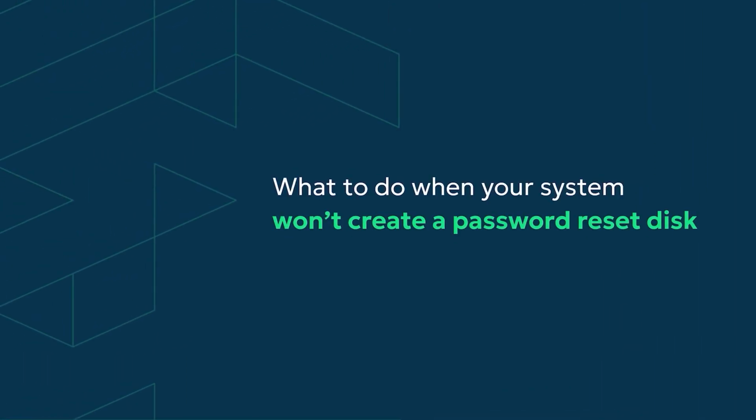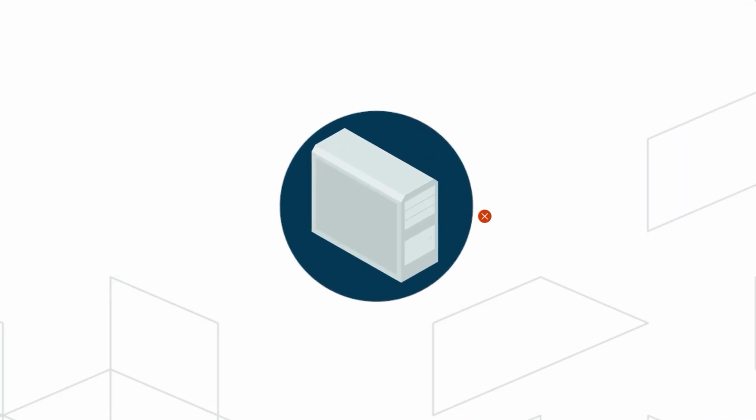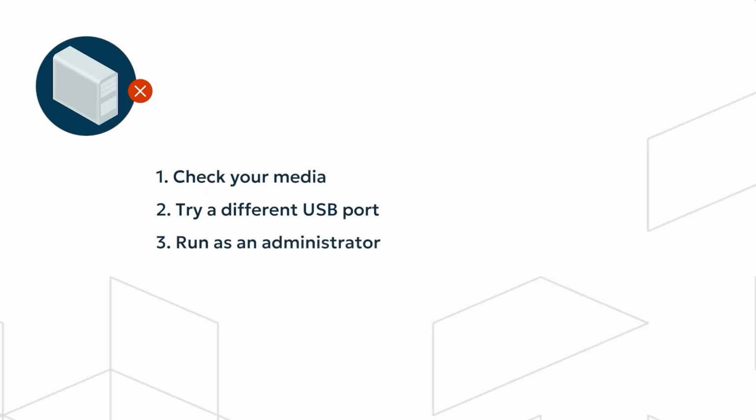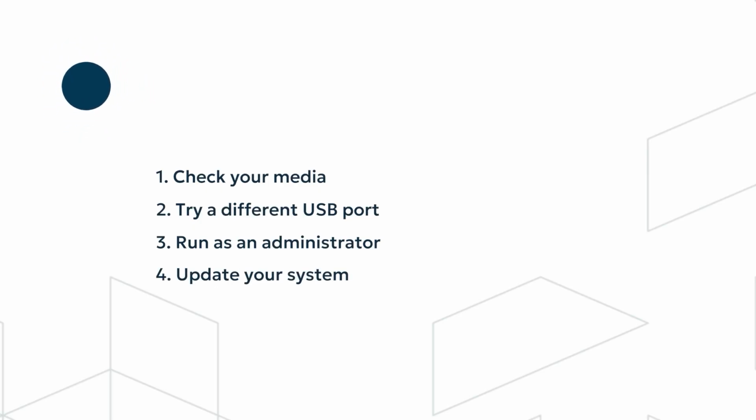What to do when your system won't create a password reset disk. If your system doesn't cooperate with the disk creation process, try these actions. Check your media. Make sure that your USB flash drive is functional and properly formatted before you connect it to your computer. Try a different USB port. Different ports work for different removable drives. If one port doesn't work, try another. Run as an administrator. Ensure that you have administrative privileges when creating a password reset disk. Update your system. System updates can resolve compatibility issues, so make sure your Windows operating system is always up to date.